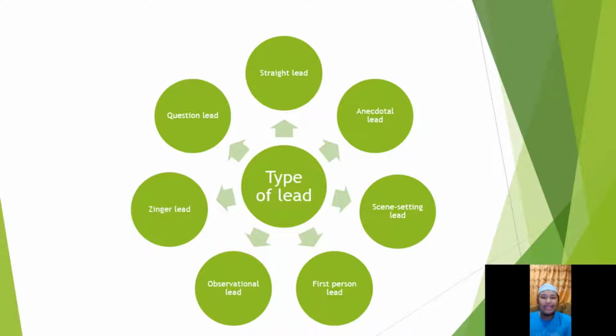And lastly, question lead. Question leads do just that: ask a question. Although they are effective in sparking interest, use them sparingly because they generally do not provide the main points of a story as concisely.